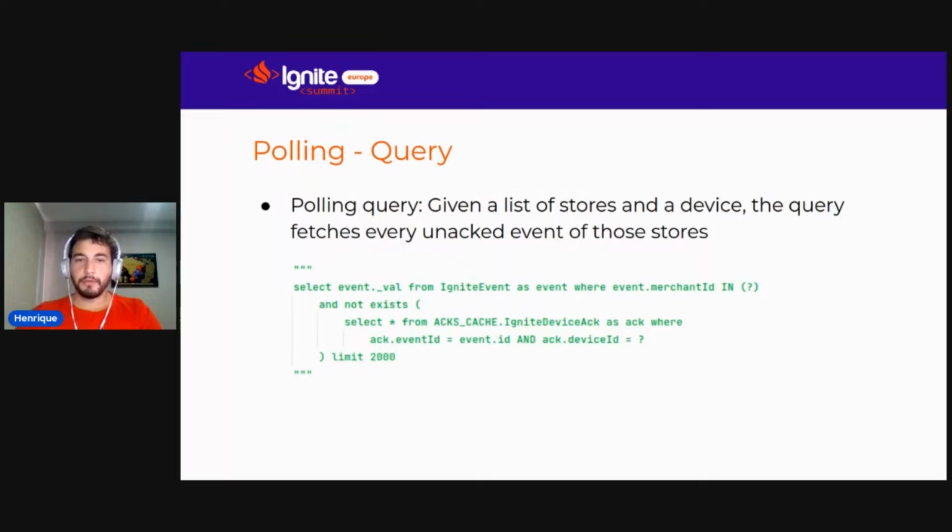Basically, when you do a polling request, you run a query that will search for every unacknowledged event of that device. So if the device hasn't sent an acknowledgment for the event, it will receive that event on the polling request. And after it acknowledges the receipt of that event, it will not receive the event in subsequent requests. So basically, that's how the solution works for the polling.